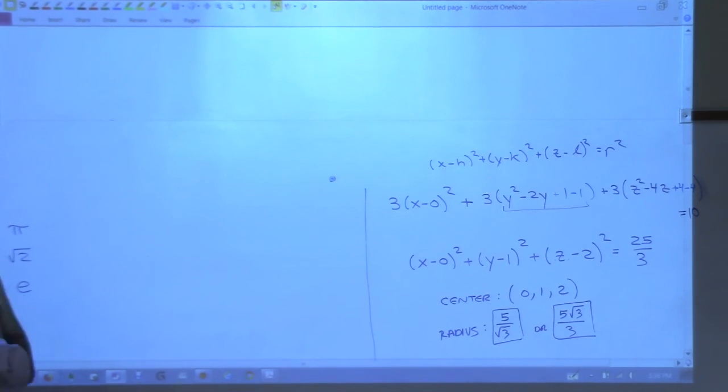Okay, so I want us to imagine that we're back in the days without calculators and we're asked to actually compute this.